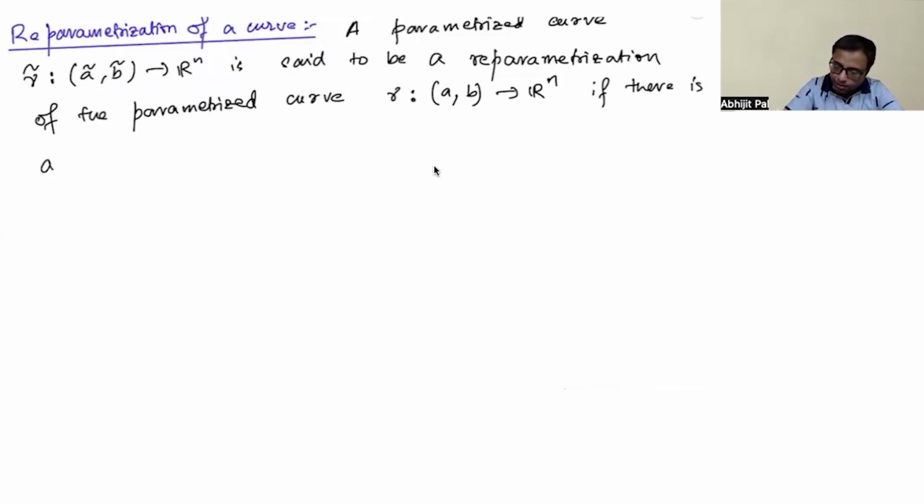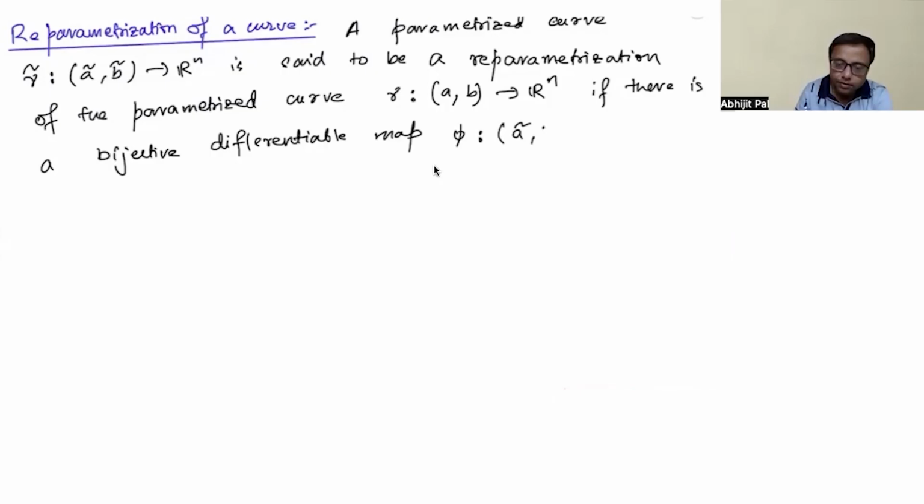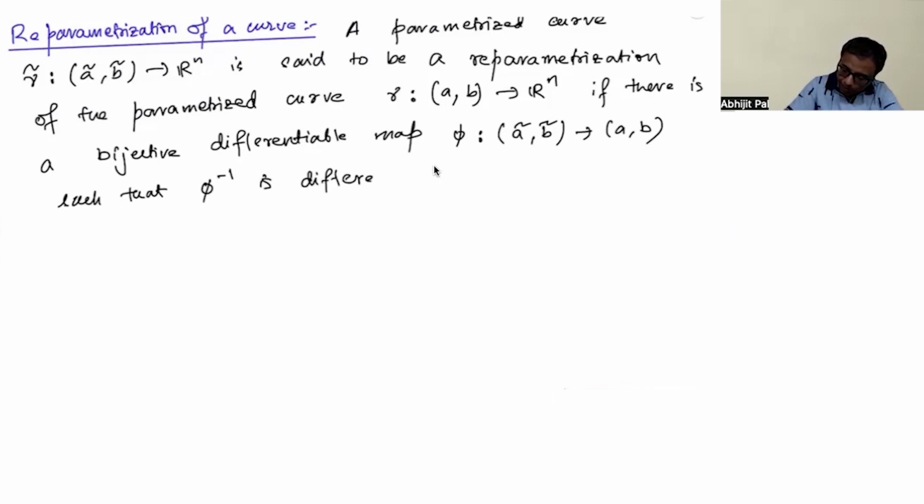phi from this interval a tilde b tilde to this open interval ab such that this phi inverse is differentiable, and so this gamma tilde of t tilde is equal to gamma of phi of t tilde, for all t tilde belonging to this interval a tilde b tilde.